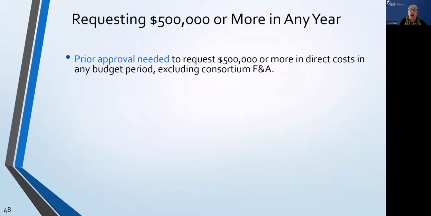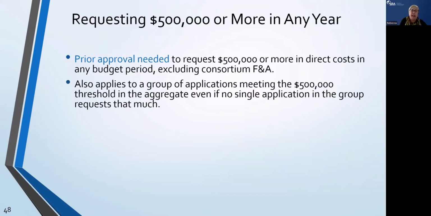Well, another policy, if you request $500,000 or more in any year, you have to get prior approval from a program officer in the Institute. Again, consortium indirects don't apply. I've always been amused how smart PIs are to come in at $499,999 in every year. Works really well. But again, if they're going to be more than 500 in any one year, prior approval is needed.